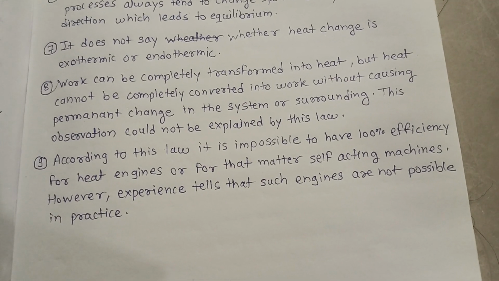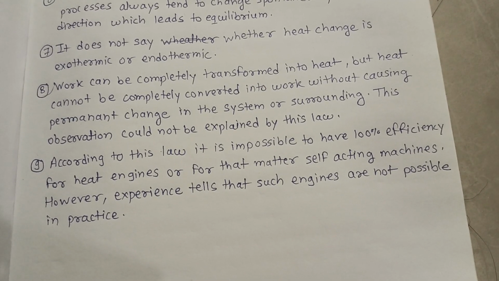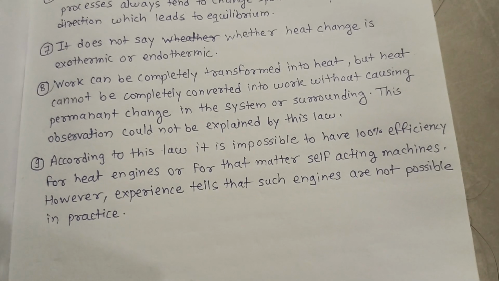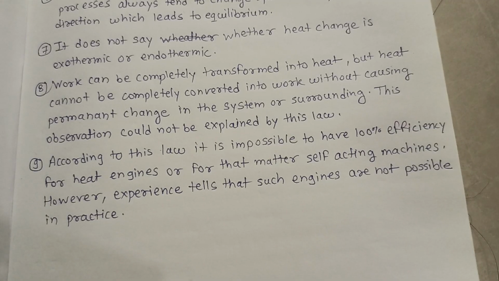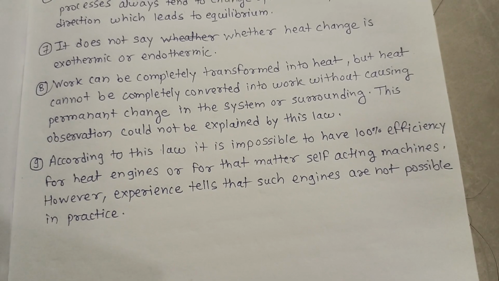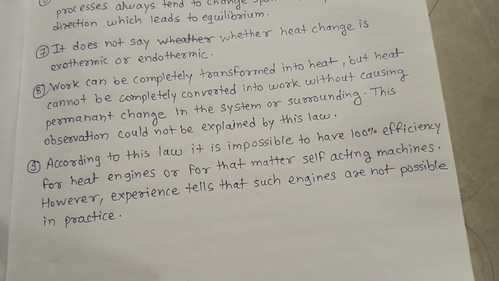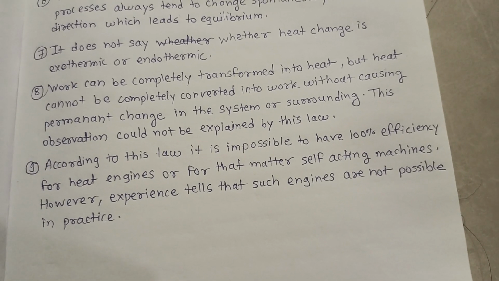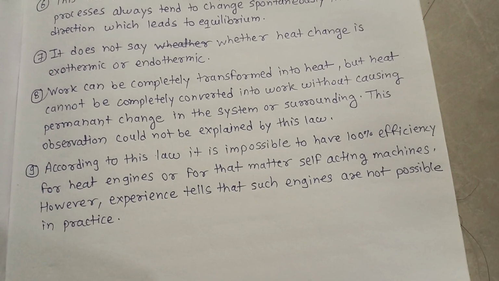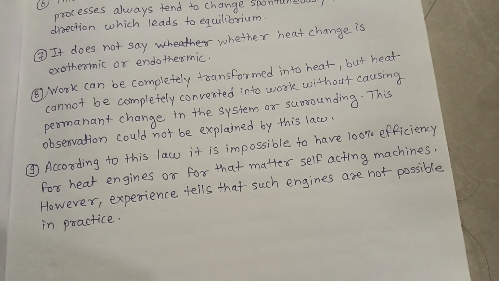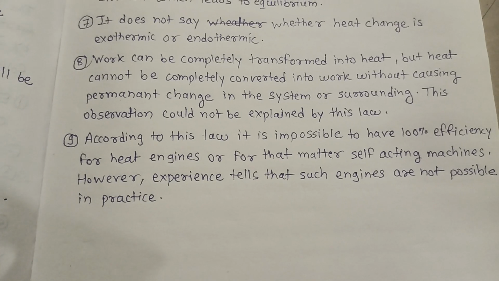And the last limitation: according to this law, it is impossible to have 100% efficiency for heat engines, or for that matter, self-acting machines. However, experience tells that such engines are not possible in practice. So there is no 100% efficiency of conversion of heat into work. No such machine exists till now. So engines are not possible in practice. So that was the last of the limitations of the first law of thermodynamics.